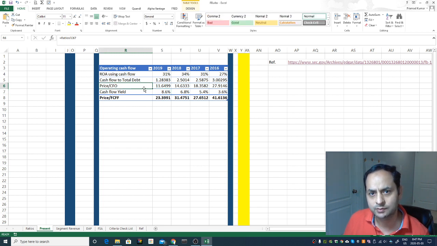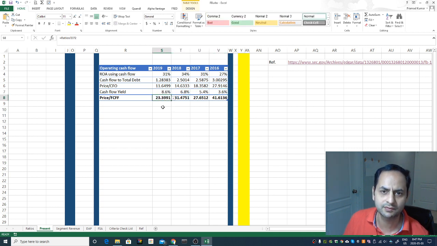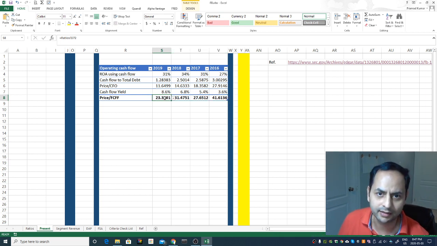The price over cash flow is 11 times, which is not bad. And the cash flow yield, how much cash yield they are generating, is 8.6%, and it's consistently increasing. The good thing is they're generating more cash, which I like. And free cash flow, look at this, is dropping, but it's still not bad as compared to the price.